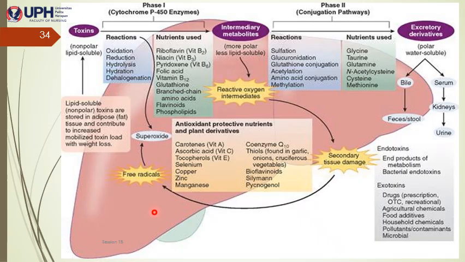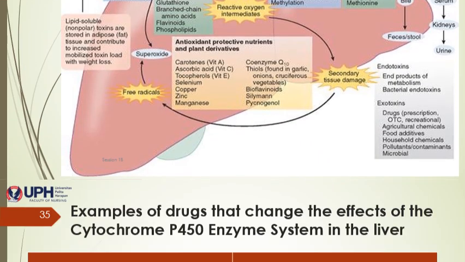So this is what it is. You have phase 1, where the P450 enzymes cut the medicine down into metabolites that will be absorbed. And then we have the conjugation pathway. Some of them go to wherever they're needed, and some that is not being used is excreted through the bile, serum, kidney, feces, and urine. So it then goes out of the body.